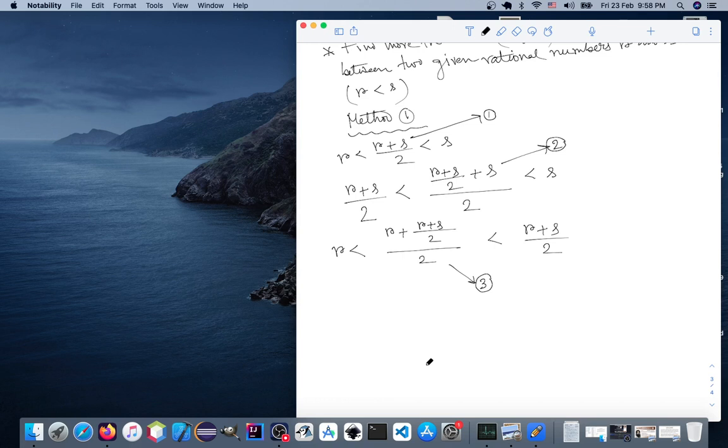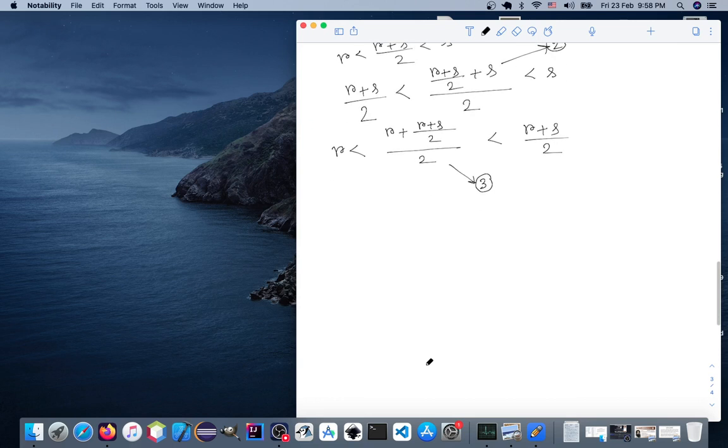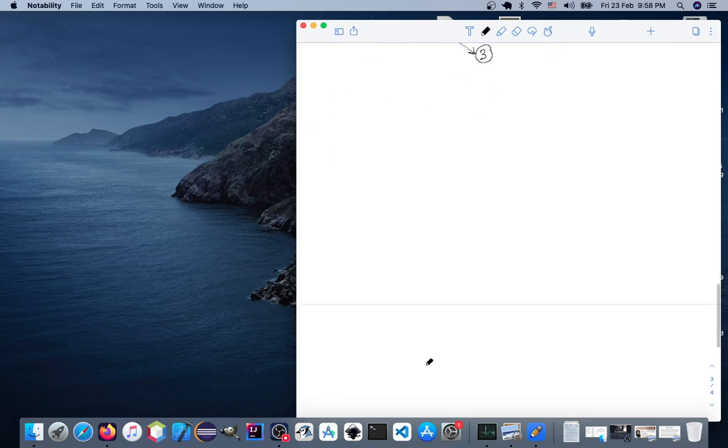There is a more shortcut method, which is method number 2, which is as follows. Now, the objective is that we are trying to find n rational numbers between two given rational numbers R and S. So method 2 will depend on how the given rational numbers R and S are.